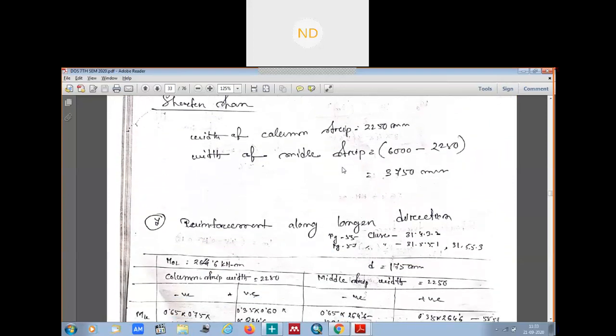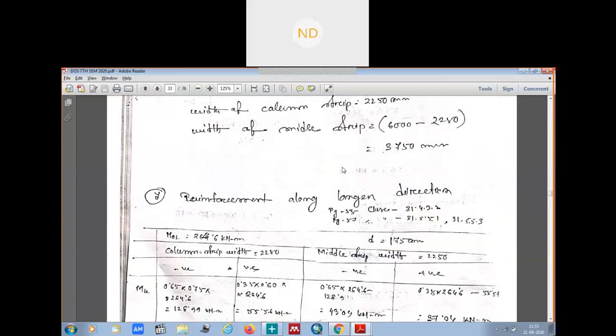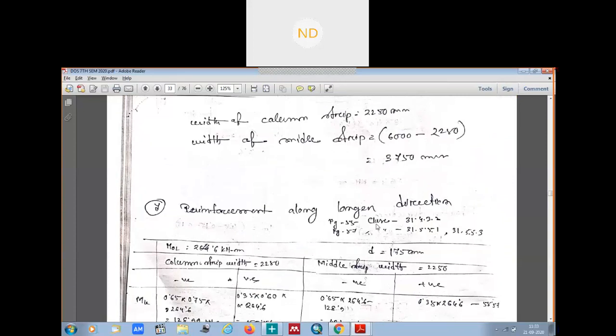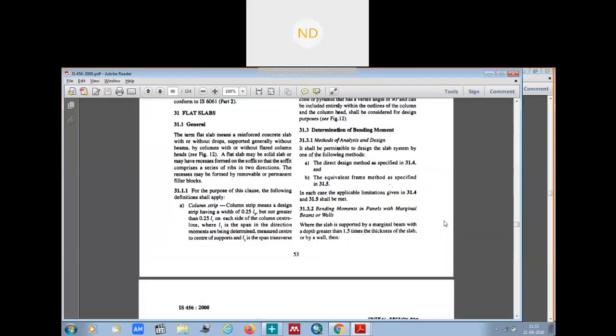Now coming to the reinforcement along the longer direction, we have to go to page number 55, clause 31.4.3.2, page 55.